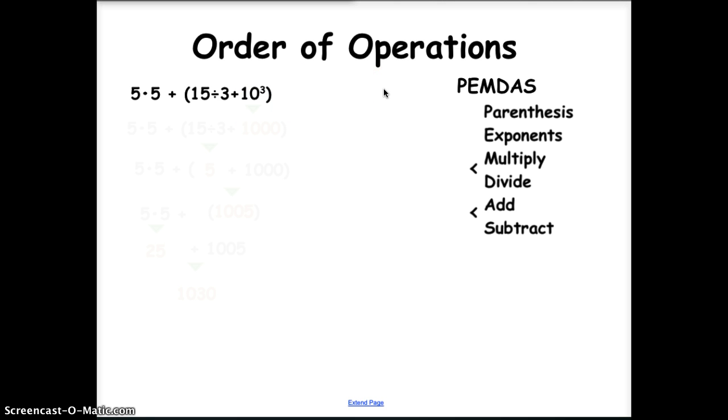Whenever I do order of operation problems, I make a little upside down triangle or a Dorito to remind me that's what I'm going to do for that step. So if I look at this one, I'm going to put the Dorito right below 10 to the third power. Well, 10 to the third power is just going to be 1,000. Everything else on the line is going to stay the same. So I'm left with 5 times 5 plus 15 divided by 3 plus 1,000.